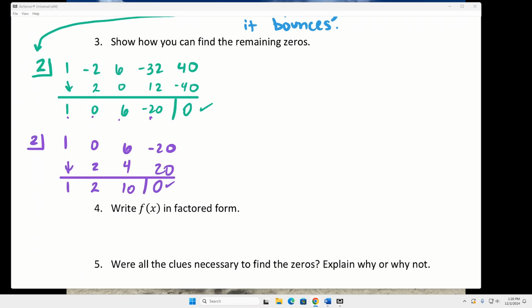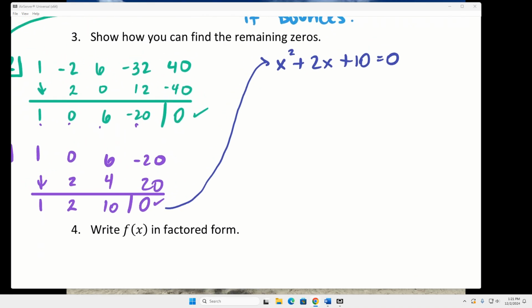All right, we get another remainder of 0, so that was good. We did the right thing. All right, so we took a degree 4 and we did synthetic division twice, so this is down to a degree 2. So x squared plus 2x minus 10. And we want to know when that equals 0.